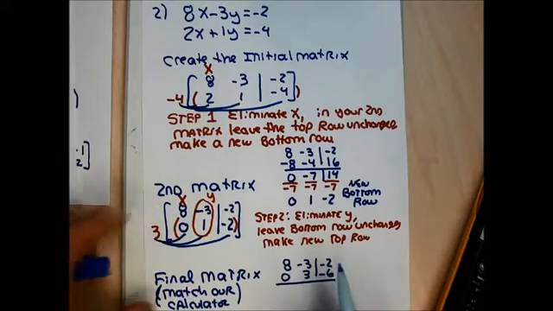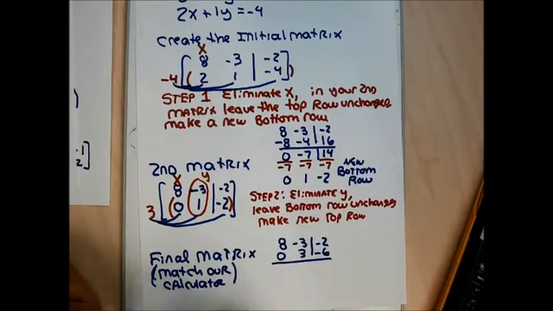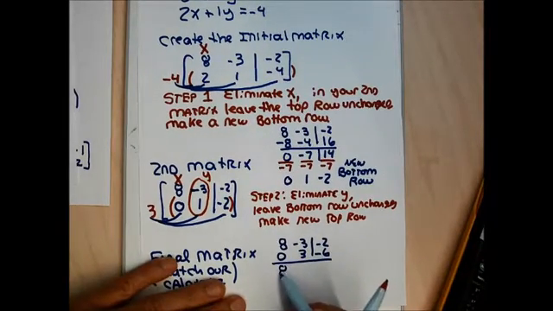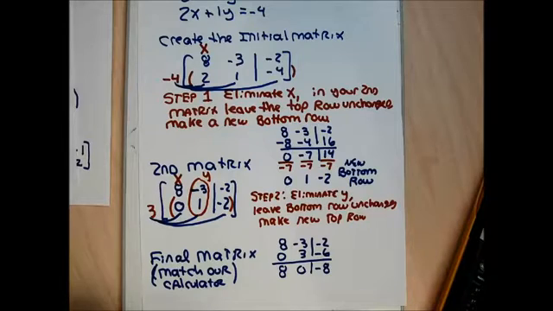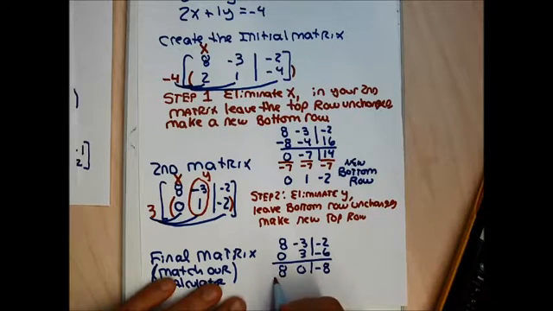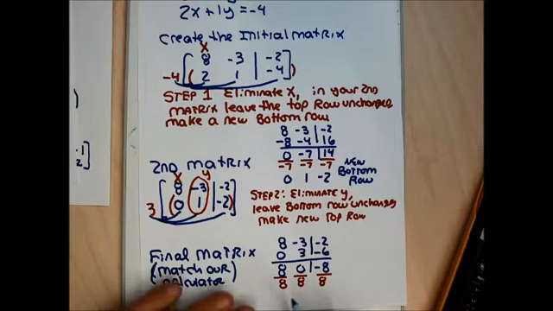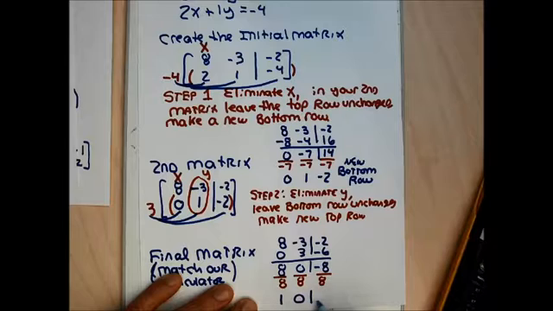I'm going to combine these. And when I combine these, I'm going to get 8, 0, and -8. Since every one of these numbers is divisible by 8, I'm going to divide them by 8. I'm going to go 8 divided by 8, 0 divided by 8, -8 divided by 8. 8 divided by 8 is 1. 0 divided by 8 is 0. -8 divided by 8 is -1. I'm going to call this my new top row.